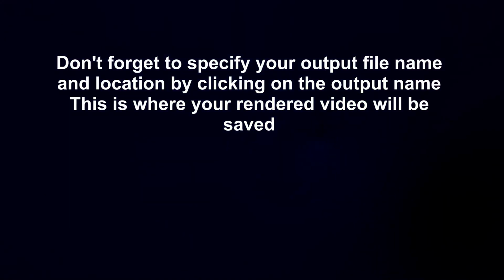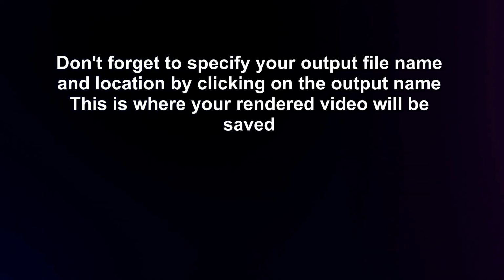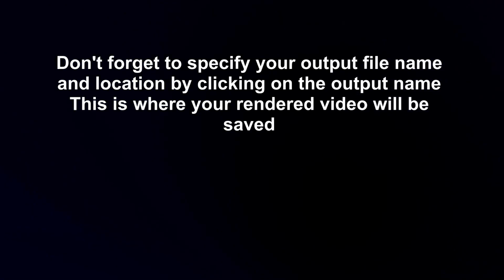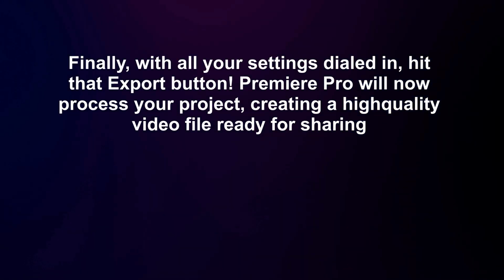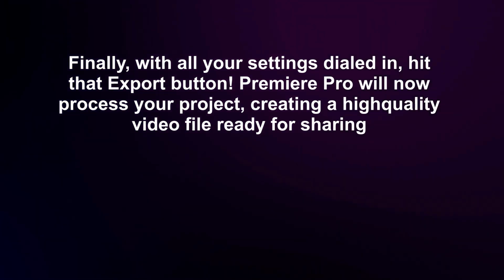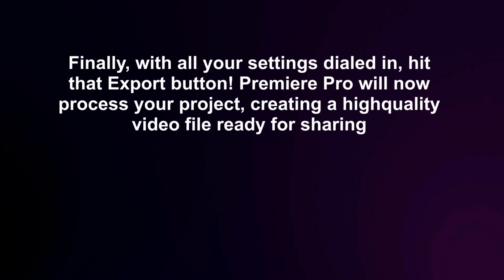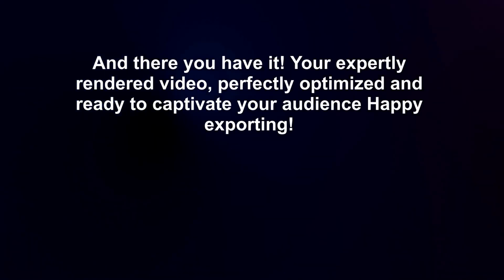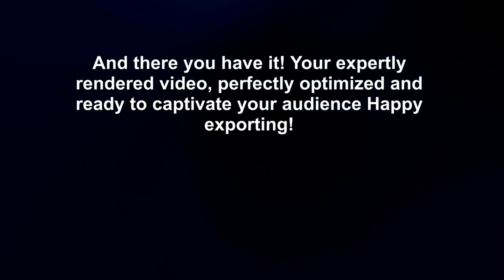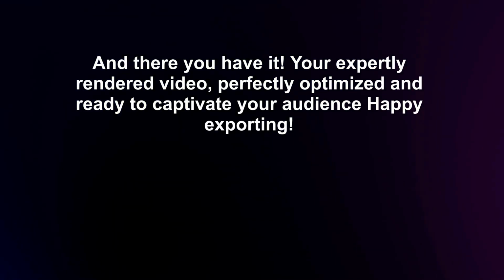Don't forget to specify your output file name and location by clicking on the output name. This is where your rendered video will be saved. Finally, with all your settings dialed in, hit that export button. Premiere Pro will now process your project, creating a high-quality video file ready for sharing. And there you have it, your expertly rendered video, perfectly optimized and ready to captivate your audience.